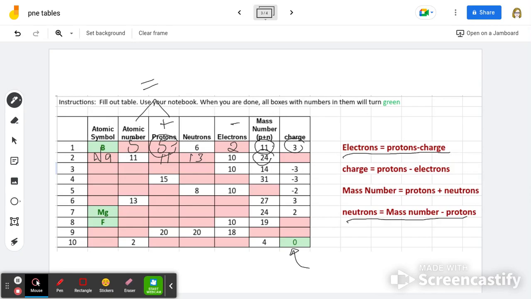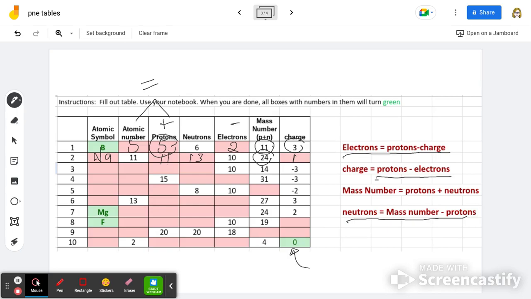And then this charge is going to be protons minus electrons. So I've got 11 protons minus 10 electrons. That gives me a charge of 1. I have more positive than negative, so it's positive 1. All right, we're going to do one more. We're going to do number 3.